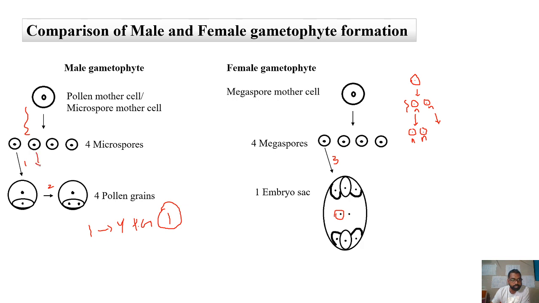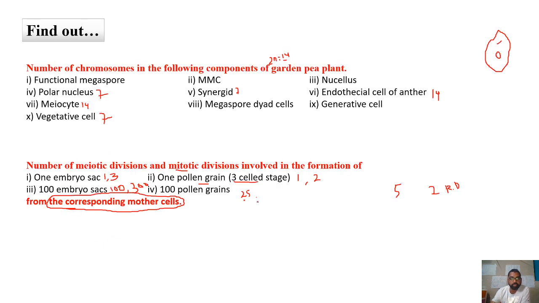Now from this, if one pollen grain has to form, again it has to undergo two rounds of mitosis. From this again two, from this again two. Like this, if 100 pollen grains have to be formed, each pollen grain will be produced as a result of two rounds of mitosis. Therefore, it is 100 into 2, that is 200 mitotic divisions. So these are all the answers for the question which you have seen in the earlier lecture.